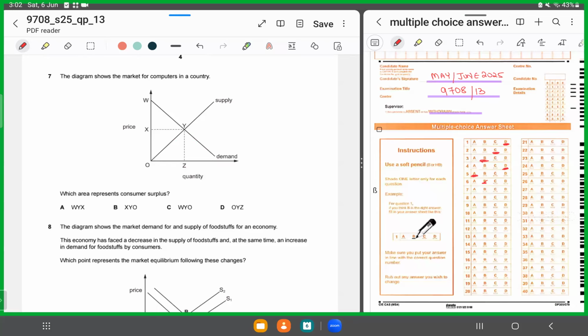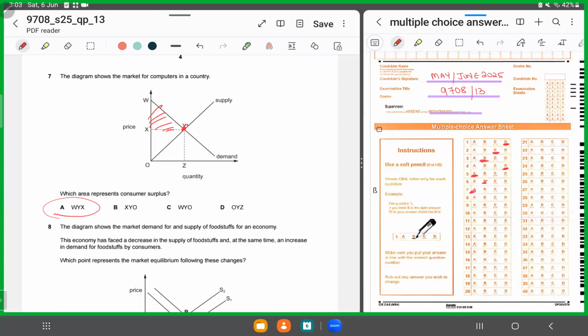Now we know consumer surplus is the region in which we are talking about the excess price that the consumer is willing to pay over and above the equilibrium position, right? So it's any portion that is above the equilibrium and below the demand curve. So it's this triangular region, WXY. So for 7, we'll shade in A as the correct answer.